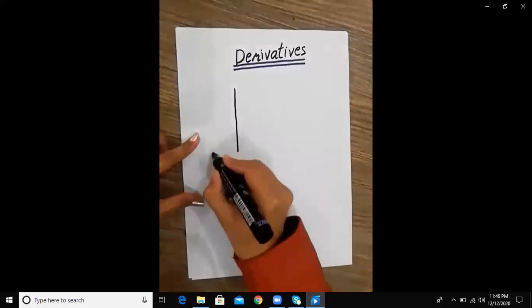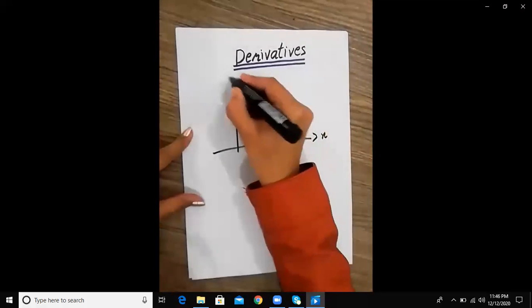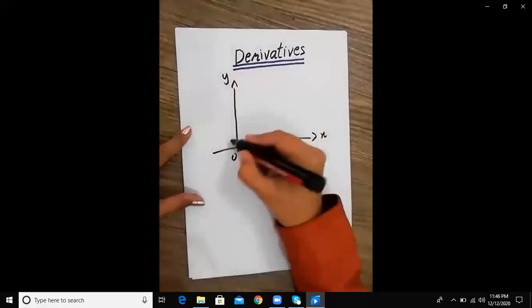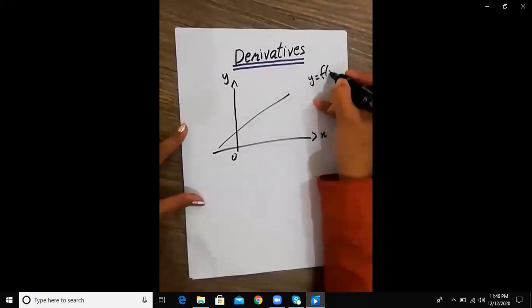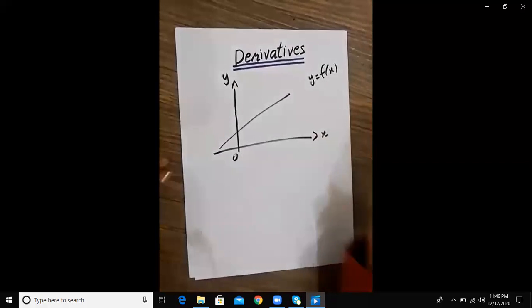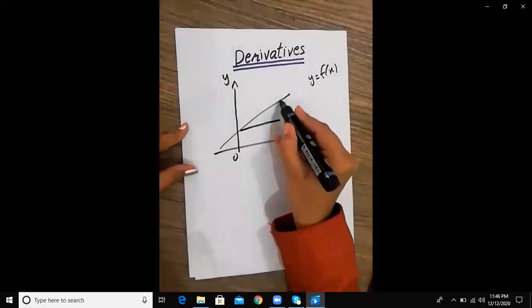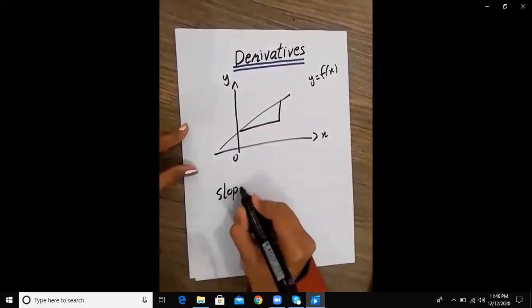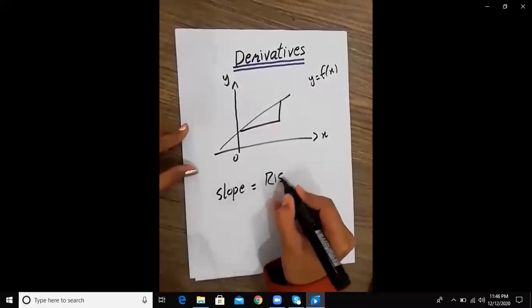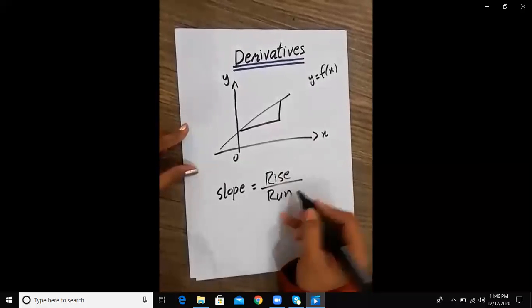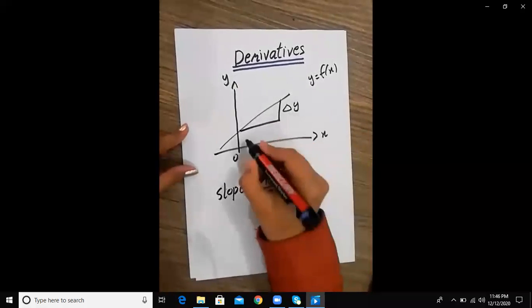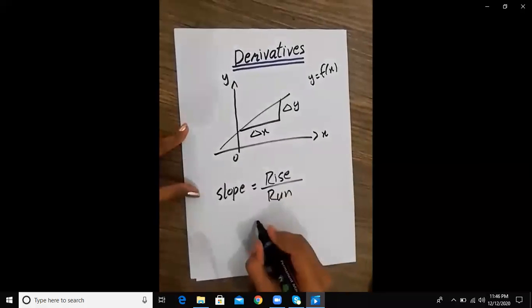So let's suppose we have an xy plane where this is the x-axis and this is the y-axis and this is the origin, and we are given a function y equals f of x, and let this straight line be the graph of this function y equals f of x. Now if we want to find the slope of this straight line, what is the slope? Slope is equal to rise over run, where this is the rise, which is delta y, and this is the run, which is delta x.